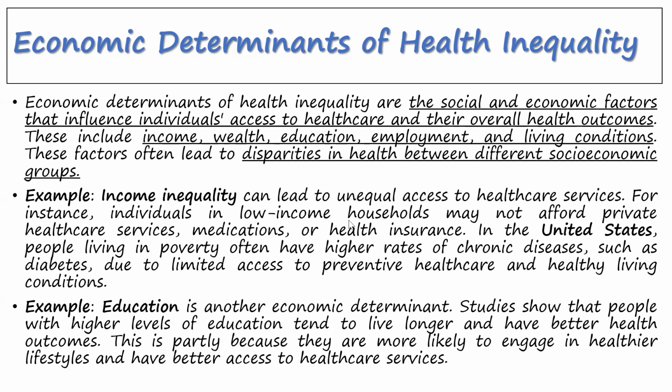For instance, individuals in low-income households may not afford private healthcare services, medications, or health insurance. In the United States, people living in poverty often have higher rates of chronic diseases, such as diabetes, due to limited access to preventive healthcare. Another example, education is another economic determinant. Studies show that people with higher level of education tend to live longer and have better health outcomes. This is partly because they are more likely to engage in healthier lifestyle and have better access to healthcare services.